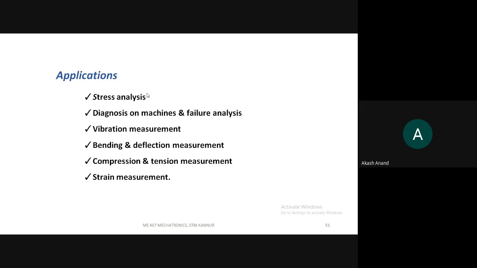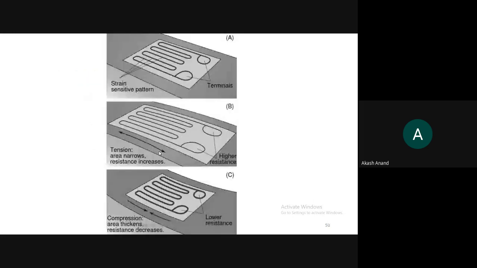Then the next application is diagnosis on machines and failure analysis; the strain gauge is also used there. The next applications are vibration measurement, bending and deflection measurement, compression and tension measurement, and strain measurement. These are almost similar types of application. In all the cases, stress is actually getting measured, meaning strain is getting measured. I think the applications are somewhat clear to you.